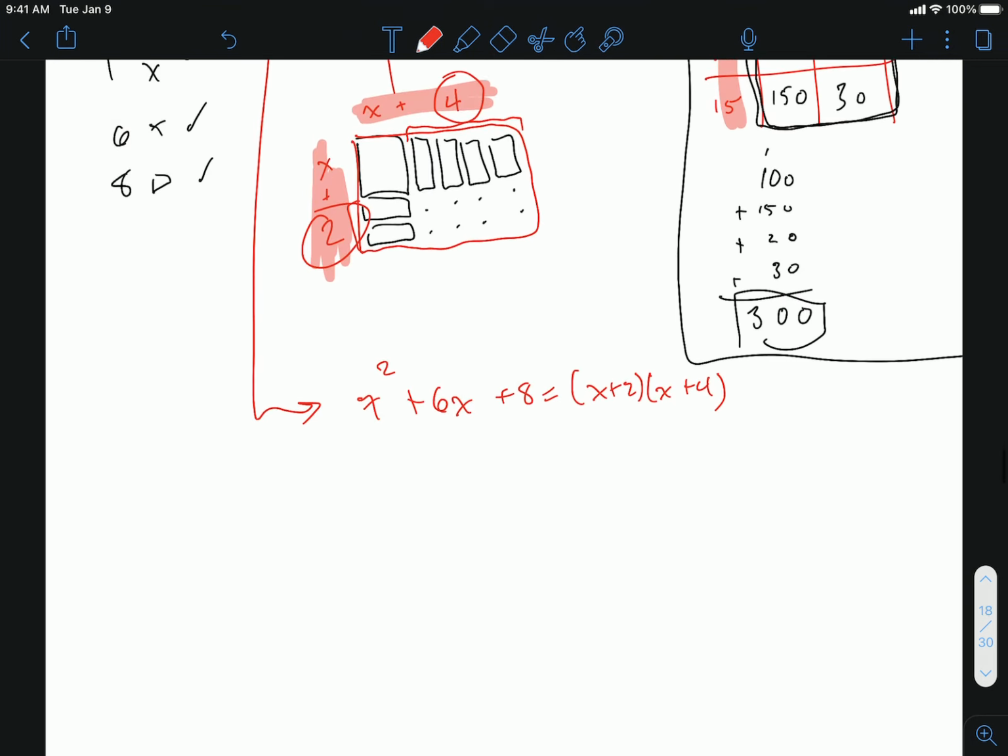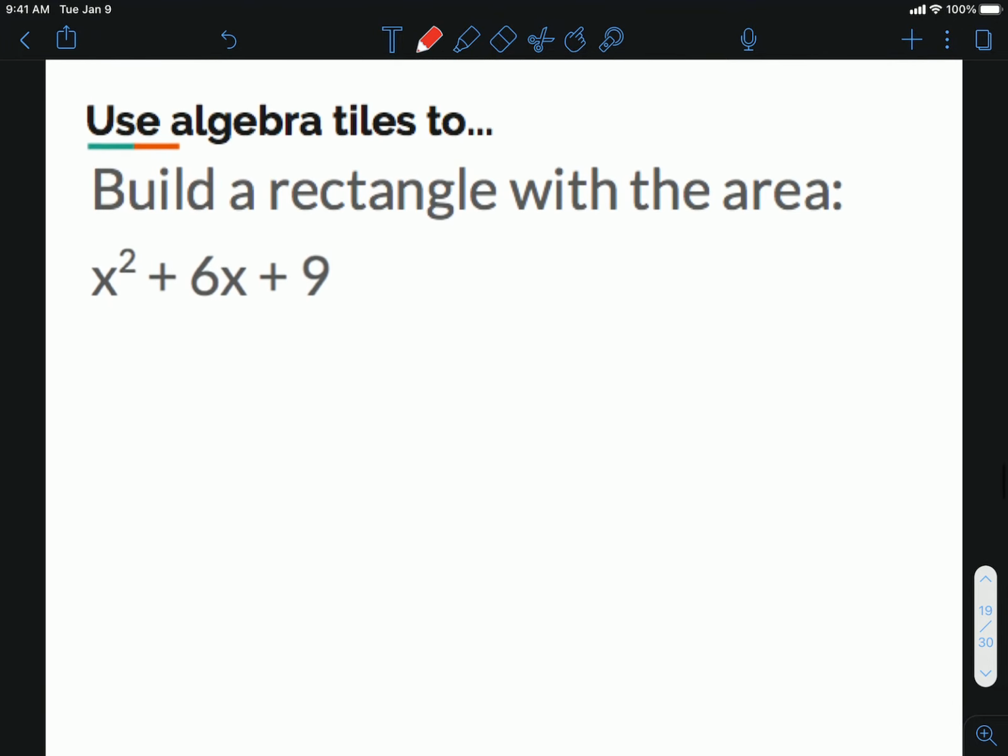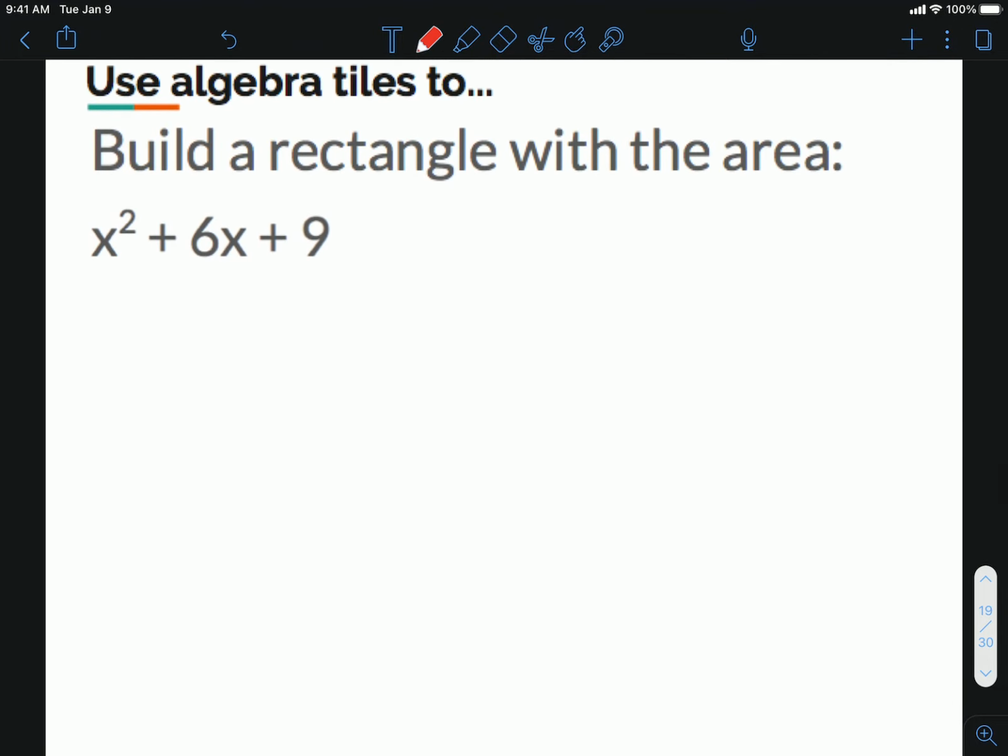Okay, so let's try and do this one. But this time, instead of just building the area, why don't you try and actually tackle this in a way that you find two numbers that add to 6 and multiply to 9.